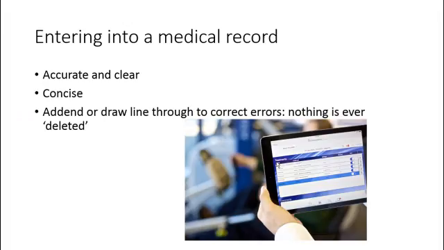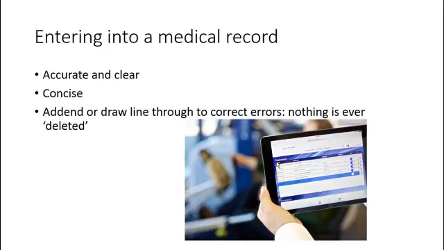Anytime we enter into a medical record, some of the really basic things, we have to be accurate, clear, and concise. Remember I said it's a legal document, so definitely accurate and clear are important. Concise, because you don't have a lot of time to do this, and people don't have a lot of time to read the great American novel, so it needs to be fairly straightforward.